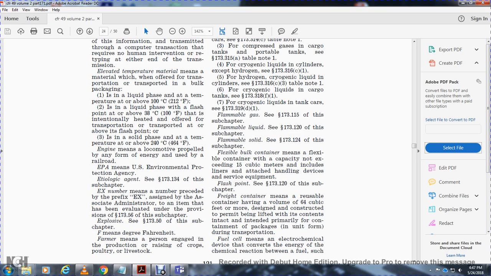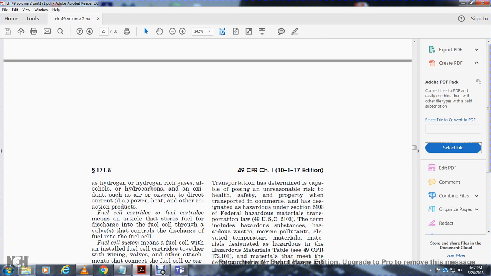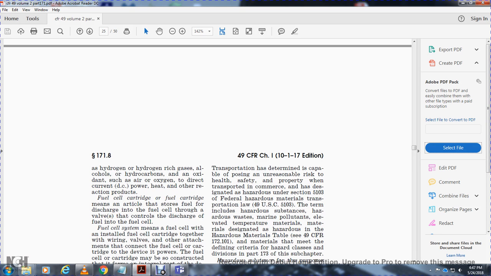form during the transportation. Fuel cell means an electrochemical device that converts energy from the chemical reaction between the fuel and oxidant, such as hydrogen and hydrogen-rich gases, alcohols, hydrocarbons, and oxidation, such as air, oxygen, direct current (DC) power, heat, and other reaction product. Fuel cell cartridge and fuel cartridge mean the article for the storage fuel with the discharge in the fuel cell through a valve with the control for the discharge of the fuel into the fuel cell.